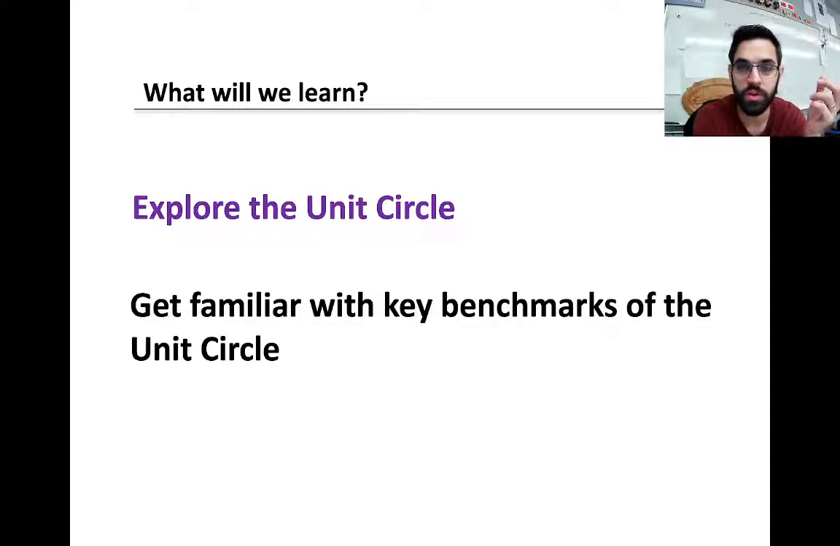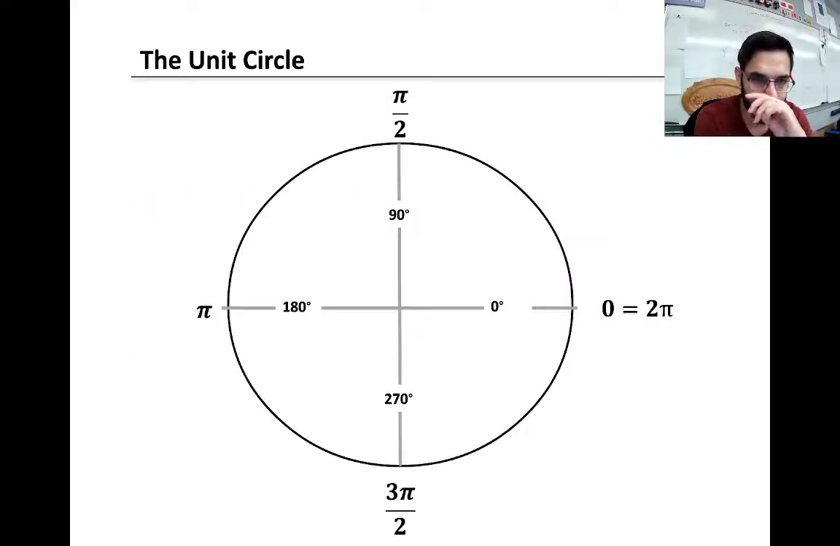Alright, exploring the unit circle in some more depth, and then getting familiar with some key benchmarks of the unit circle in radians. So, as we know before, we could take the unit circle, cut it into right angle chunks, 0 to 90, or 0 to 2 pi. 0 to pi over 2, pi over 2 to pi, pi to 3 pi over 2, and 3 pi over 2 back to 2 pi, which is back to 0. Those are our important benchmarks for the unit circle.